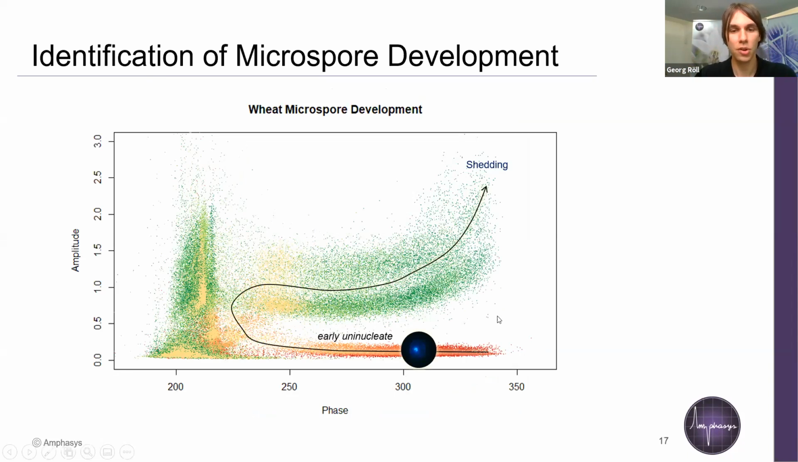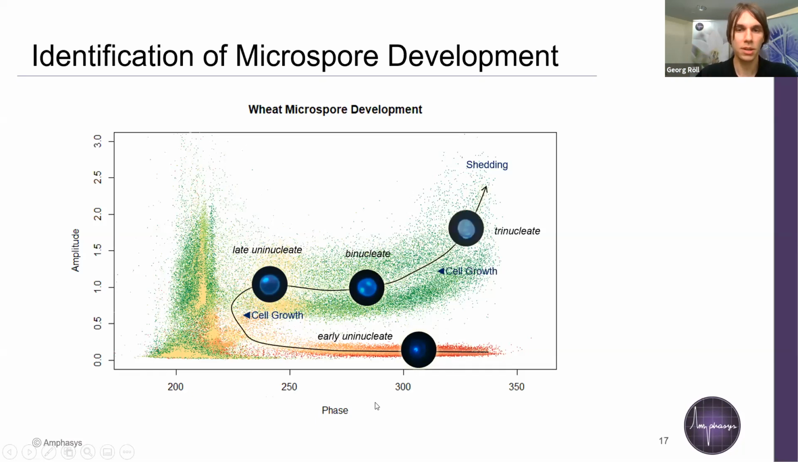So if you have a lot of early uninucleate cells, then you have a high phase and a low amplitude. And as the pollen development continues, you have cell growth, and until the late uninucleate stage, basically you have a reduction in phase and an increase in amplitude. And if it goes to the binucleate stage, you have just an increase in phase. And if you get to the mature pollen, to the trinucleate stage, you basically have a higher phase and a higher amplitude. And by knowing this path, you can determine how much uninucleate and how much late uninucleate or binucleate or trinucleate stages you have.